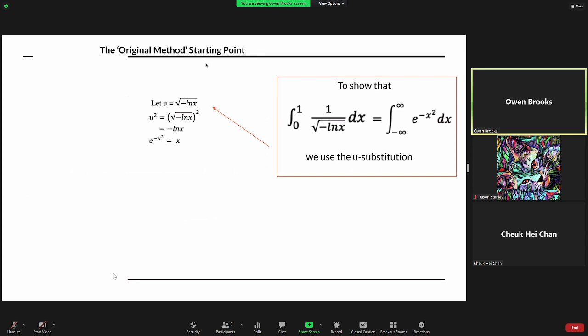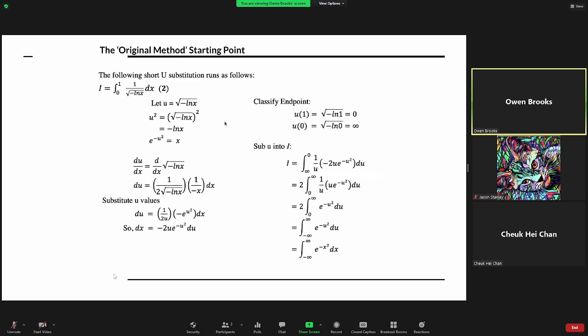Okay, so for the original method, this is where Laplace started from. And he used that as a preliminary to get to the Gaussian integral, which we have here. And to do that, it's a u substitution. It's not too difficult. Just let u equal root negative ln x. And so this is the working for that. And then as you can see, we end up with the Gaussian integral. But it's not a trivial starting point. It is relevant for the method, and we'll see why a little bit later on.